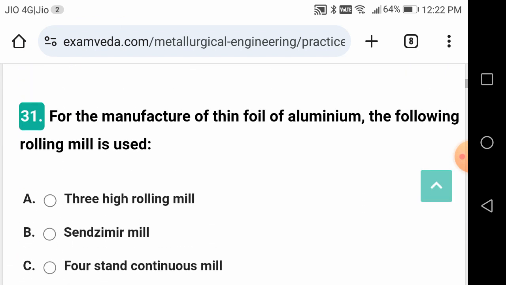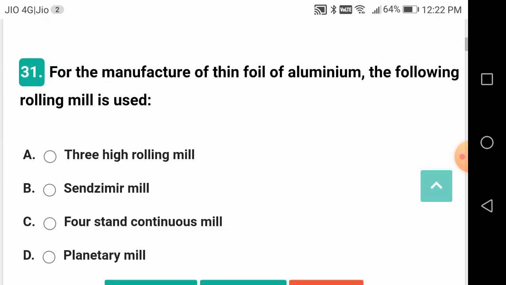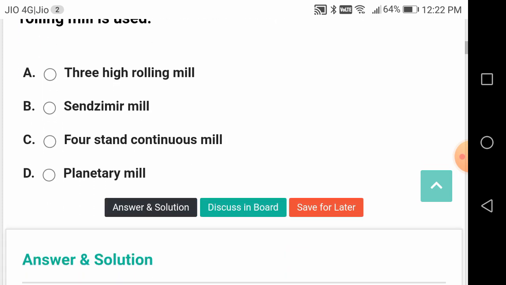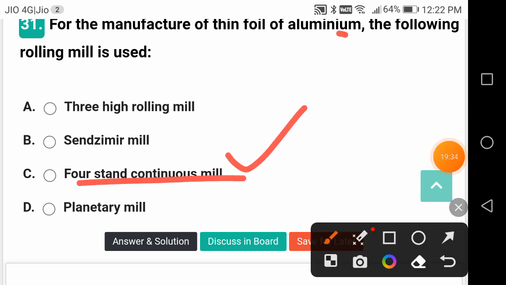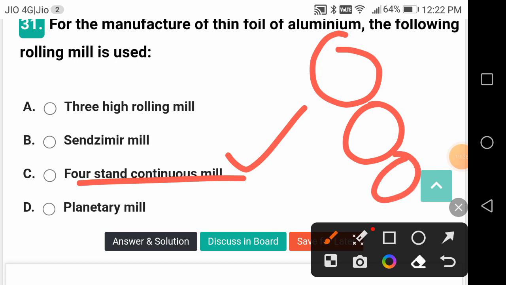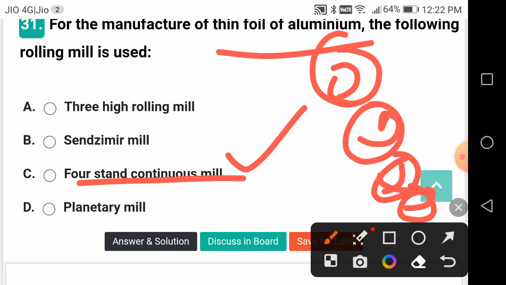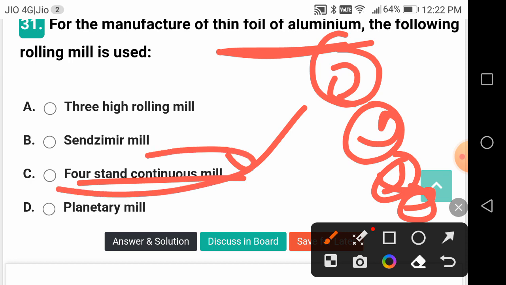For the manufacturing of thin foil of aluminum, the following rolling mill is used. 4-stand continuous mill. This is rollers, right? So they will roll it in opposite directions. For thin foil of aluminum, such continuous mills, 4-stand continuous mills, are used.